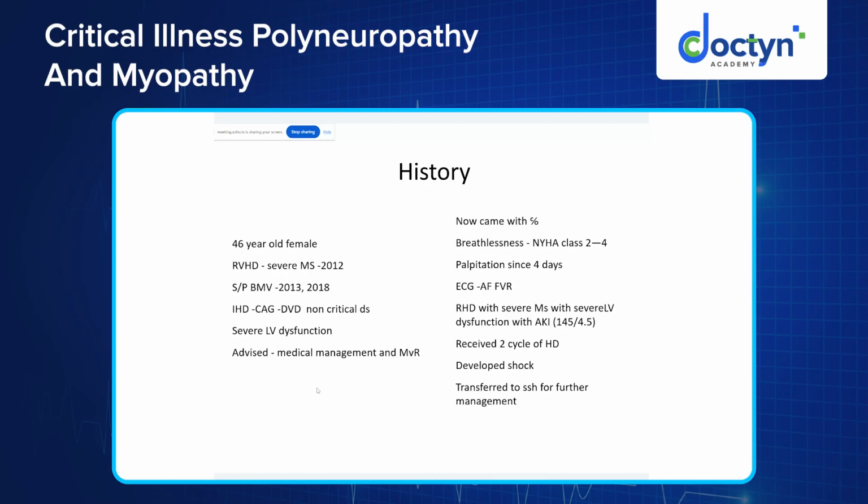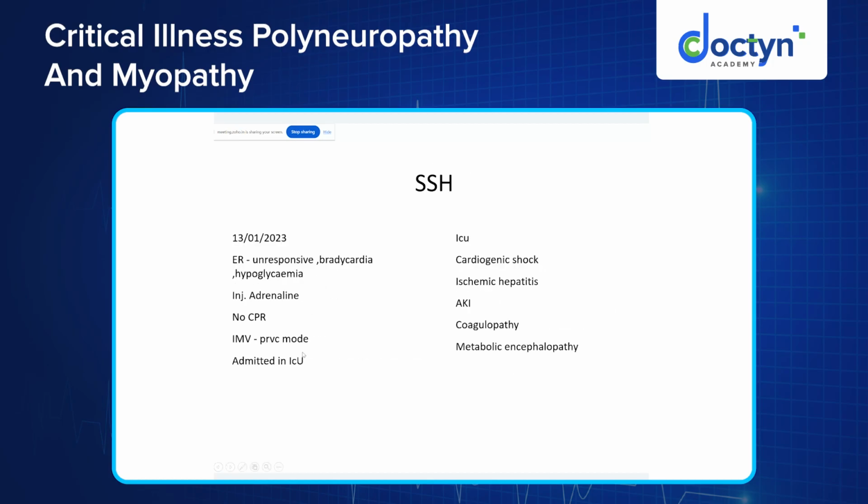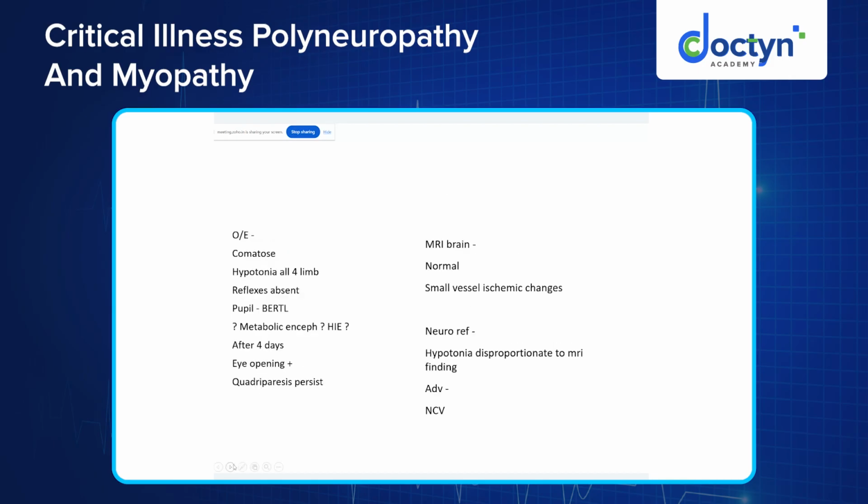So in the ER emergency, the patient was unresponsive. The patient was having hypoglycemia. The patient was bradycardic. The patient was given adrenaline. The patient was intubated, mechanically ventilated, put on VC mode, was admitted in the ICU, but CPR was not being calculated. So a differential diagnosis of hepatitis, acute kidney injury, metabolic encephalopathy, cardiogenic shock were put into picture.